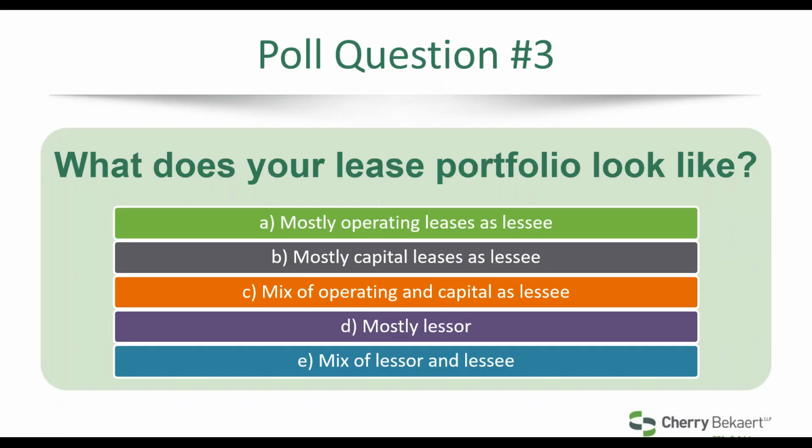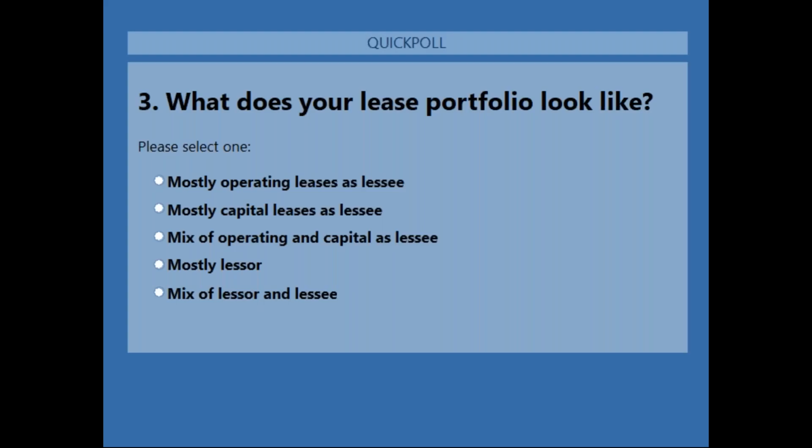That brings us to our next poll question. Overall, what does your lease portfolio look like? Do you have mostly operating leases where you're the lessee, mostly capital leases where you're the lessee, a mix of operating and capital as lessee, or are you mostly a lessor? Or are you kind of all over the place? Do you have both leases as lessee and lessor?